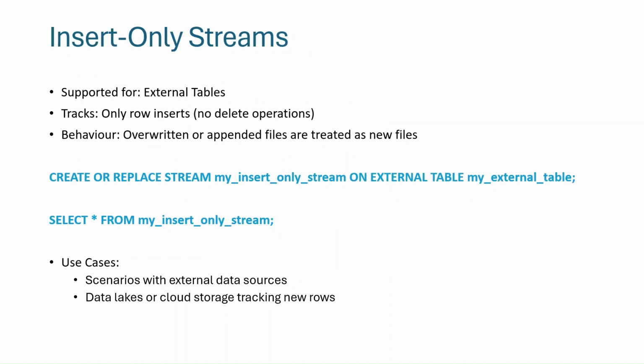Now the third type of stream is insert only streams. Insert only streams are supported for external tables only. They track row inserts but do not record delete operations. For example, if a file is removed from cloud storage and another file is added, the insert only stream will return records for the rows in the newly added file only. Overwritten or appended files are treated as new files. The old file is removed without recording the delete, and the new file is added with the inserted record.